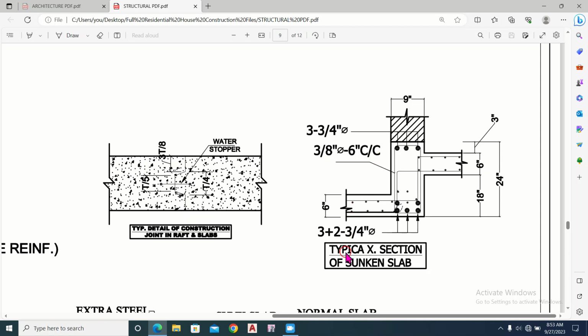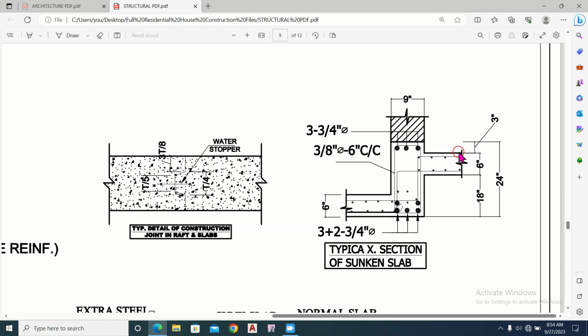Now we proceed to another section. This is the cross section of the sunken slab. This is the normal slab, this is the sunken slab, and this is the beam. Here is the main reinforcement at top. 3 plus 2 means 3 in this row and 2 in this row, at 3 by 8 times the diameter of the bar. Here are the stirrups of number 3 bar at 6 inches center to center, and these 3 main bars are 3 by 4 times the diameter of the bar.